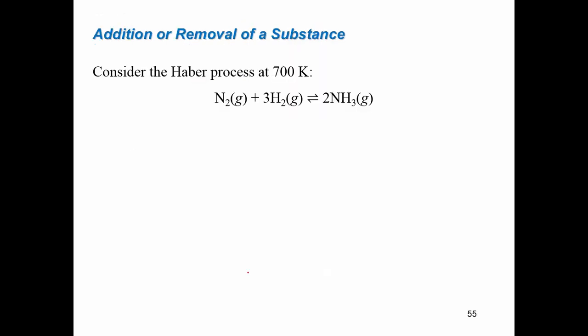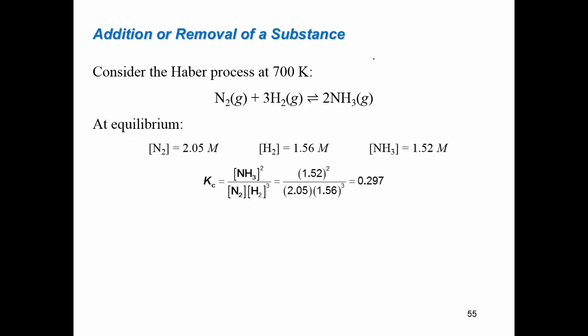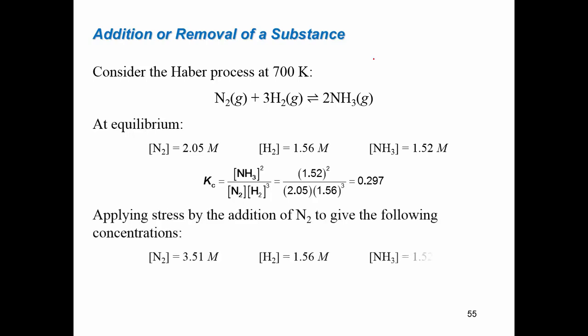Now, for example, we have what is called the Haber process. The Haber process is a long established way to produce ammonia. And at equilibrium, the nitrogen concentration equals 2.05 molar, the hydrogen concentration is 1.56 molar, and the ammonia concentration is 1.52. Well, because this is a process that we're trying to form ammonia, we will end up removing some of that ammonia.